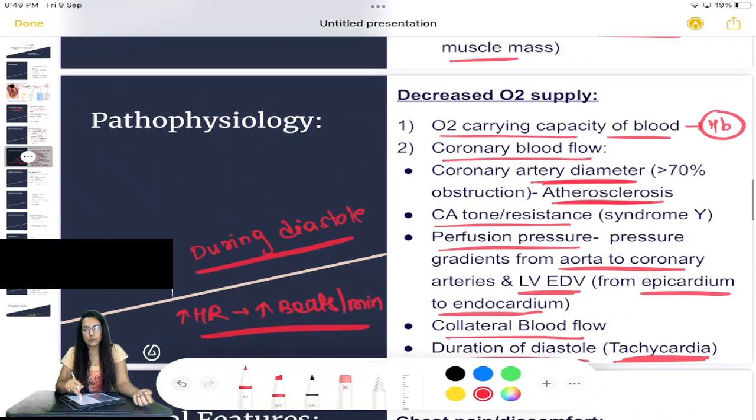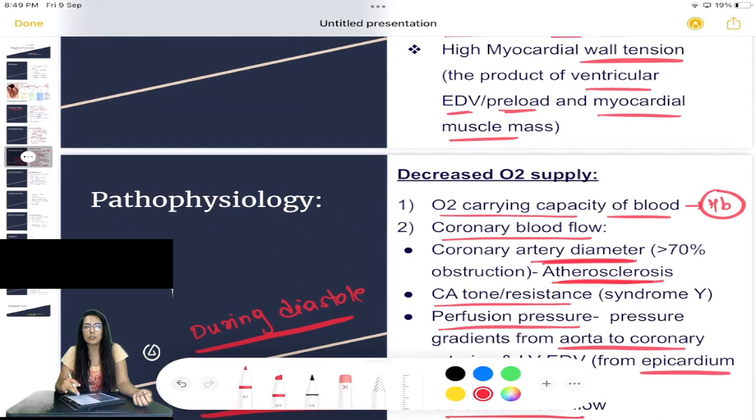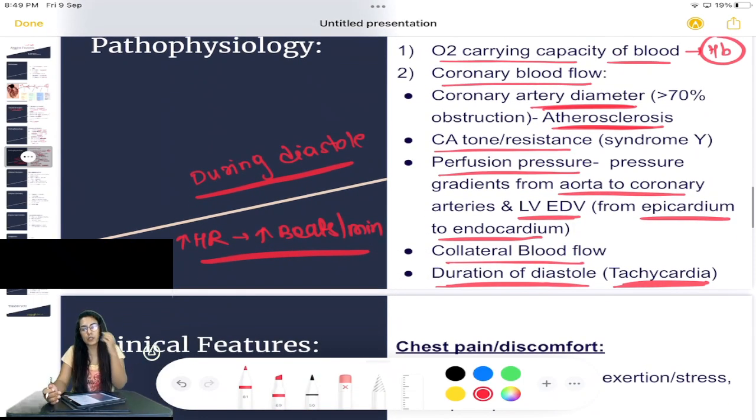So in this video we have discussed pathophysiology. In the next video we'll discuss clinical features and management of angina.